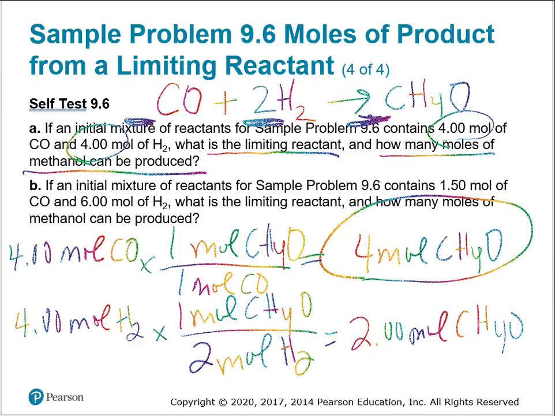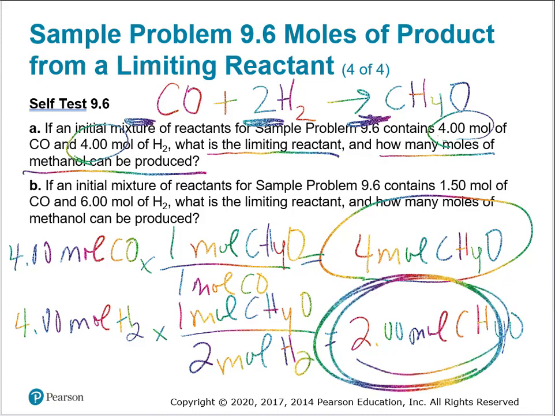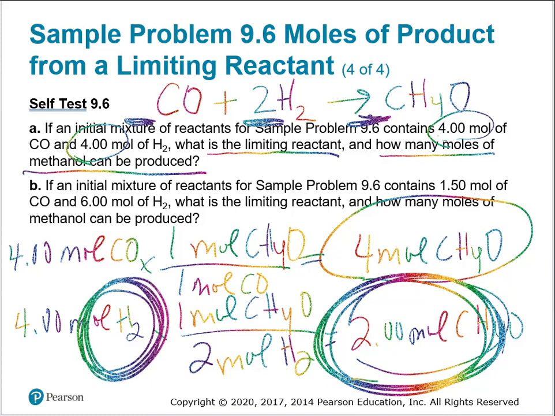So can I make 4 moles or can I make 2 moles? I can only make 2 moles. I only have enough hydrogen to make 2 moles. I don't have enough hydrogen to make 4 moles. Sure, I've got enough carbon monoxide, but that just means I'm going to use up all of my hydrogen to produce 2 moles, and I will have excess of CO.